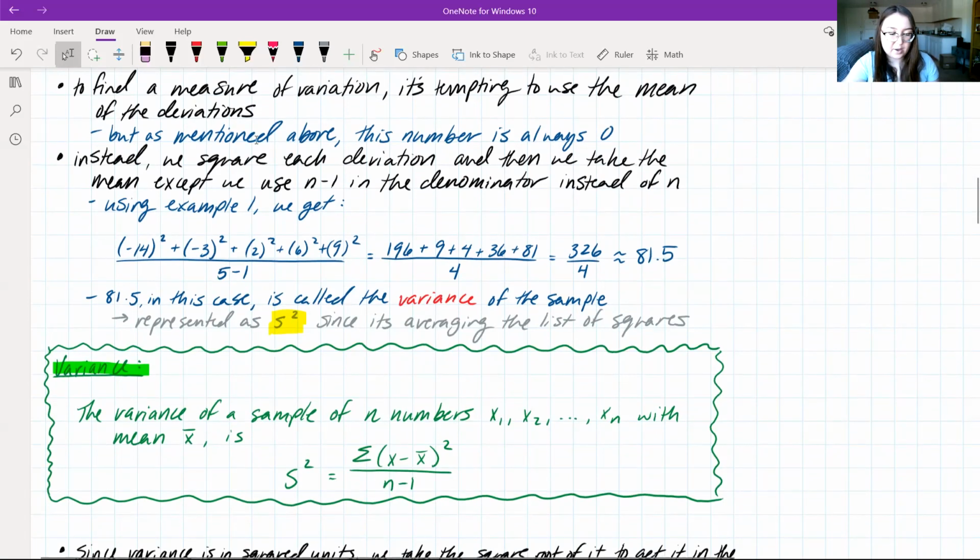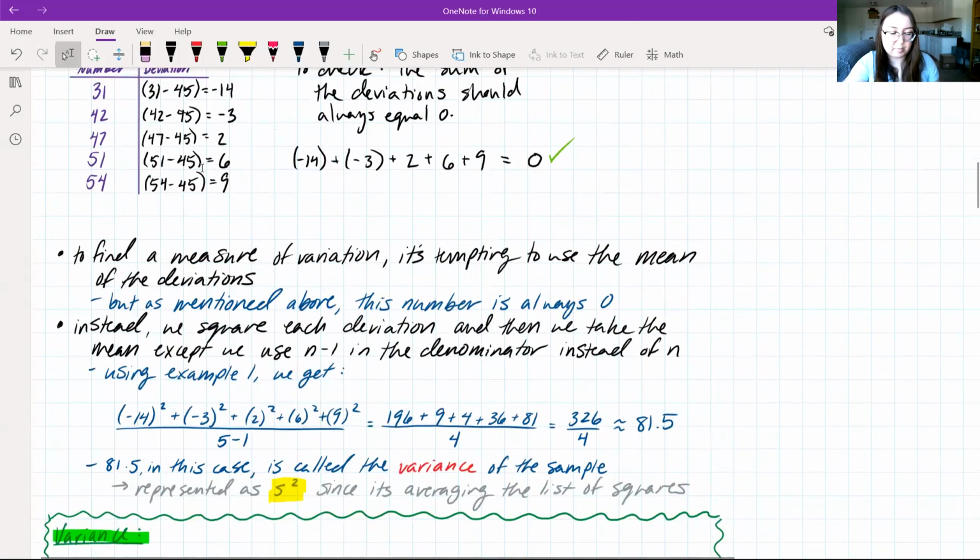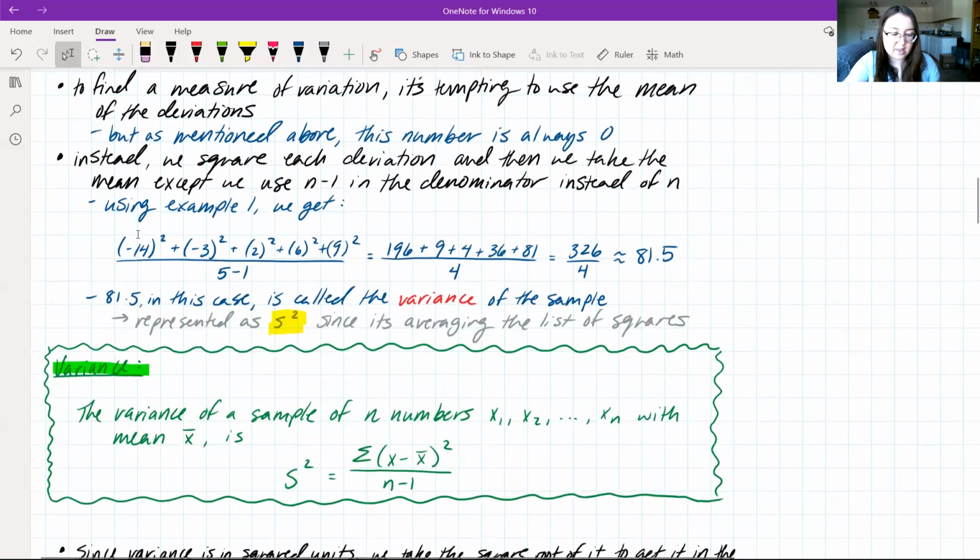We found all of our deviations from the mean of our numbers, and then we squared each of them, added them all together, and divided by n minus 1. And that gave us a number, which is our variance. So that is this equation here. This sum just means that you're taking every value of x in your list, subtracting the mean from it to find that deviation, squaring it, adding them all up, and dividing by n minus 1.